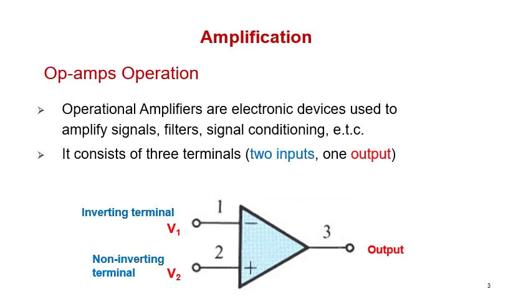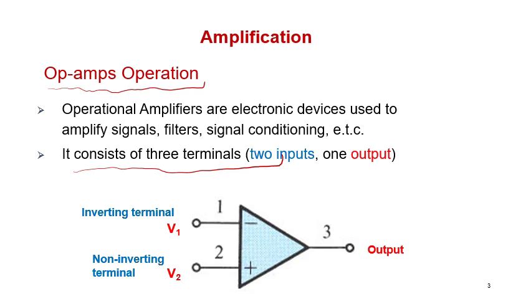Amplification, as we mentioned earlier, is part of the signal conditioning: amplifying the signal. That means producing a higher magnitude out of a small magnitude. So the operational amplifier is the device used for that. The operational amplifier is an electronic device used to amplify the signal, and sometimes we need it to do filtering for the signal. The operational amplifier has 3 terminals, 2 inputs and 1 output.